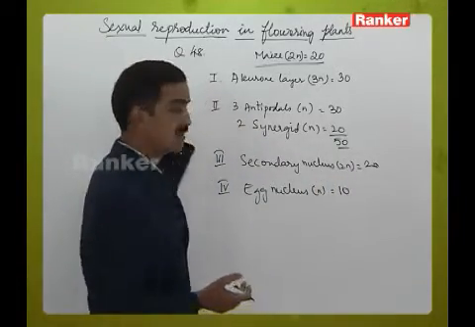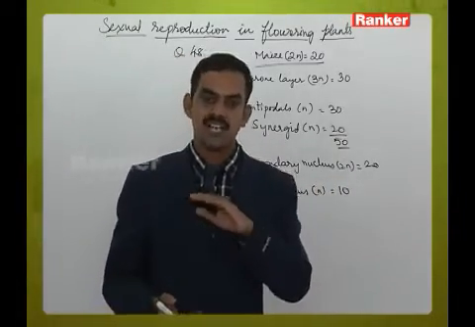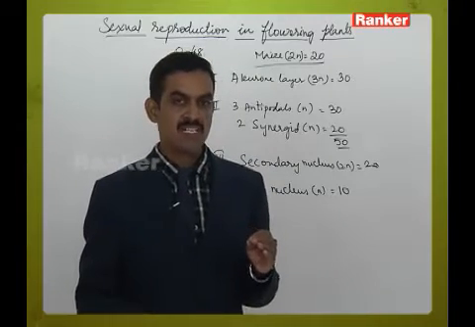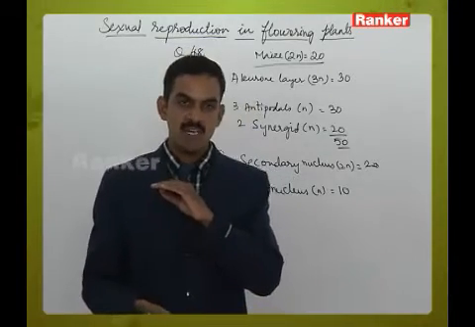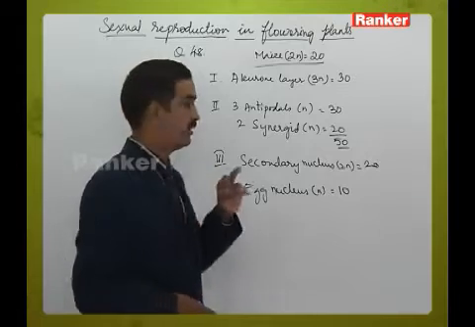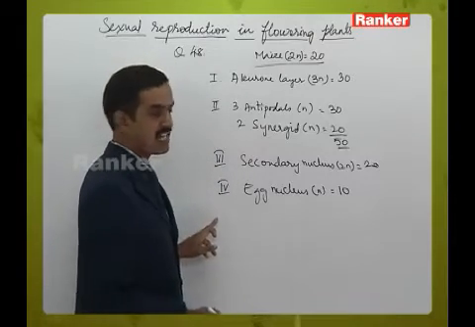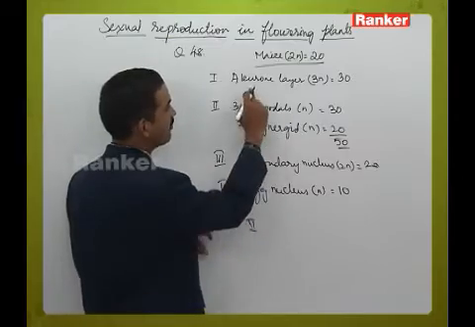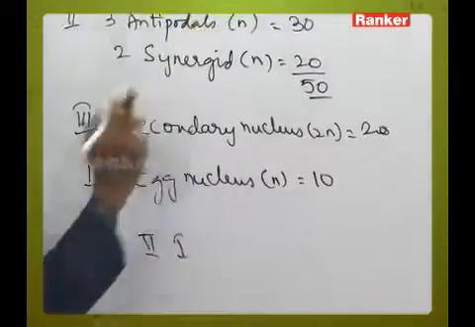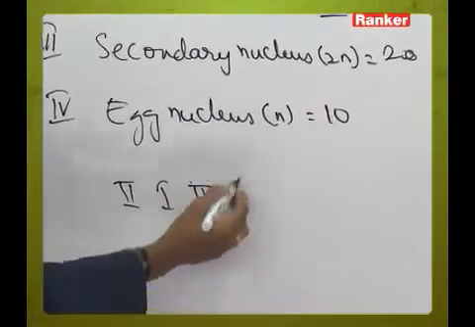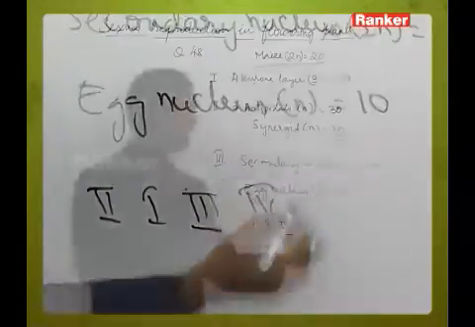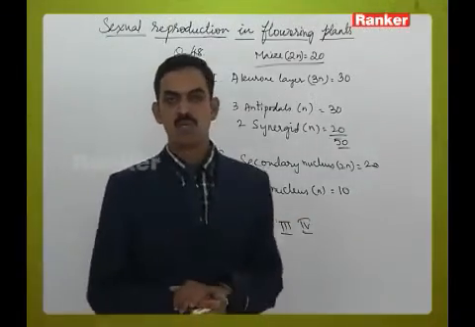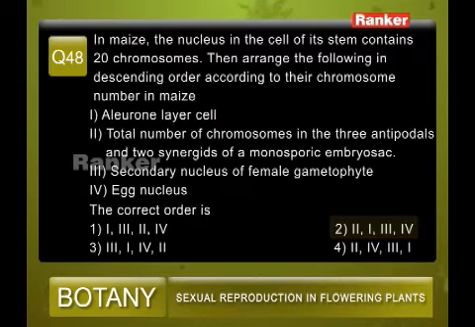So from this we have to arrange the structures based on the number of chromosomes in descending order. Descending order means from highest to the least number. Highest is the second one, that is 50 chromosomes. Next one, 1, that is aleurone layer, with 30 chromosomes. Next 3, that is secondary nucleus with 20 chromosomes, and next is 4, egg nucleus with 10 chromosomes. So in the given options, the second one is correct, that is 2, 1, 3 and 4. Question number 48, the correct answer is 2.